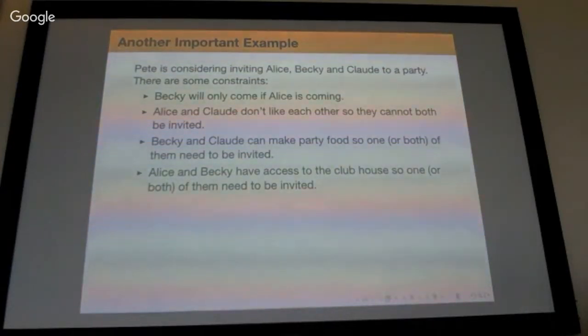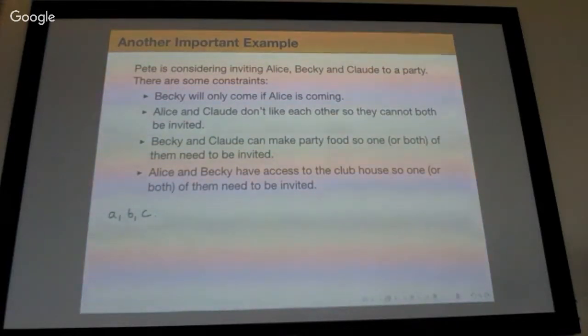Okay, because we don't have much time, I'll use A, B, and C for the logical propositions that Alice, Becky, and Claude are coming to the party. So A, B, and C can be either true or false, 1 or 0 if you want. They're logical variables, or Boolean variables, or binary variables if you like.